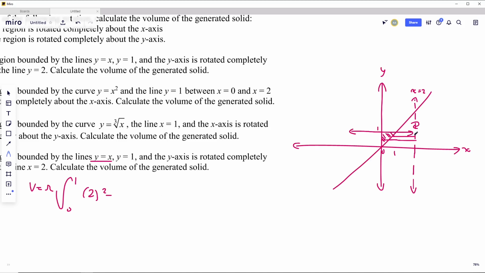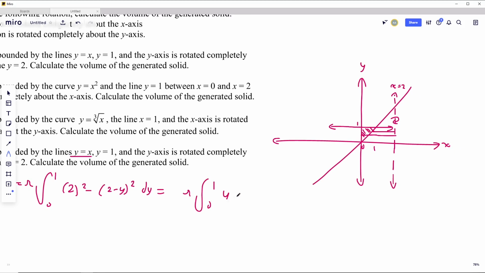So again, 2 minus this, which is x, which is y, I mean we're using y's, squared dy, equals pi integral from 0 to 1. 2 squared is nothing but 4. 4 minus, I'm gonna do parentheses because minuses might make me do a mistake, so we're gonna distribute after. y squared, I like to put the descending order. y squared minus 4x, 4y. We all got used to x's.